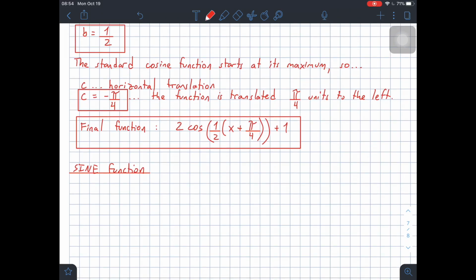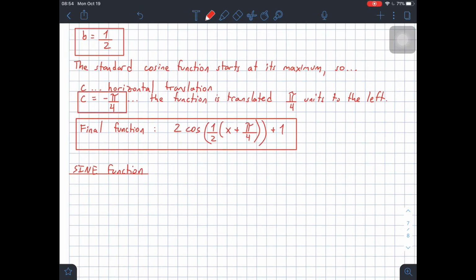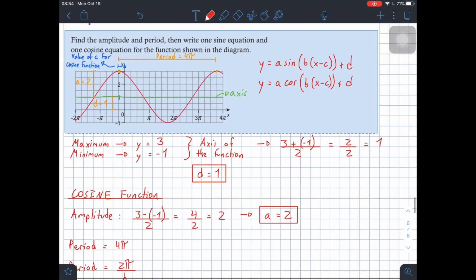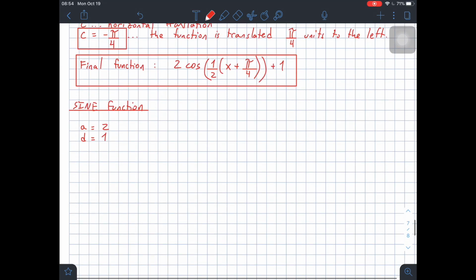Okay, so for the sine function, the value of A is still equal to 2. The value of D is still equal to 1, right? The axis is still this one over here, the green one there. And the value of B is still 1/2, right? Because the period of the function is not changing. So the only thing that's changing is the value of C.